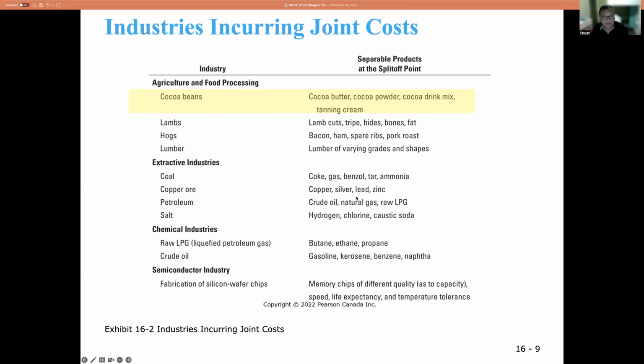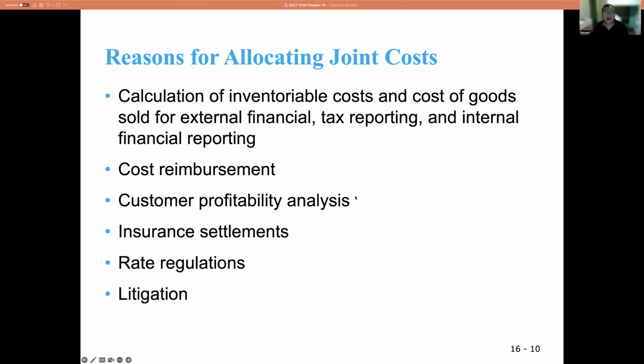So that's this one. Why do we need to allocate a joint cost? When there is a joint cost and you yield different products, why do we need to allocate the cost incurred among the different products, the different outputs? Well, for accounting and financial reporting purposes, you need to maintain the inventory record. You need to know the cost for each product.